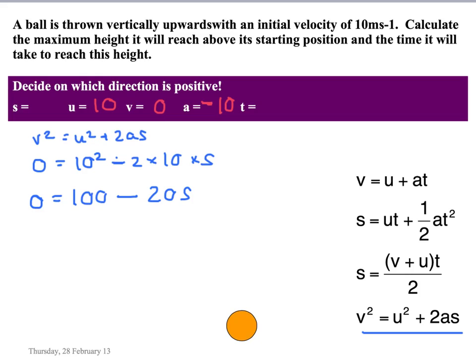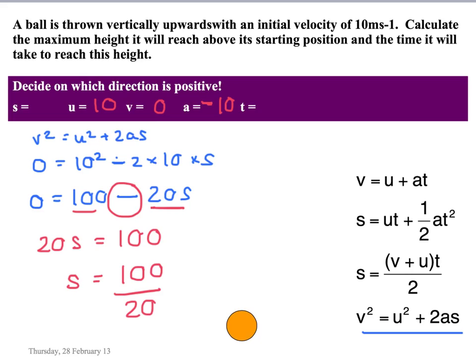Now in order to make this work, I want to separate these two terms on the right hand side. So I want to take one of them over to the left hand side, and because I don't like this negative here, I'm going to take the 20S to the other side and make that positive. So that means that 20S will be equal to 100, and then to find S, all I have to do is divide 100 by 20, which gives me a height of 5 meters. So the ball is thrown up and it reaches a height of 5 meters.